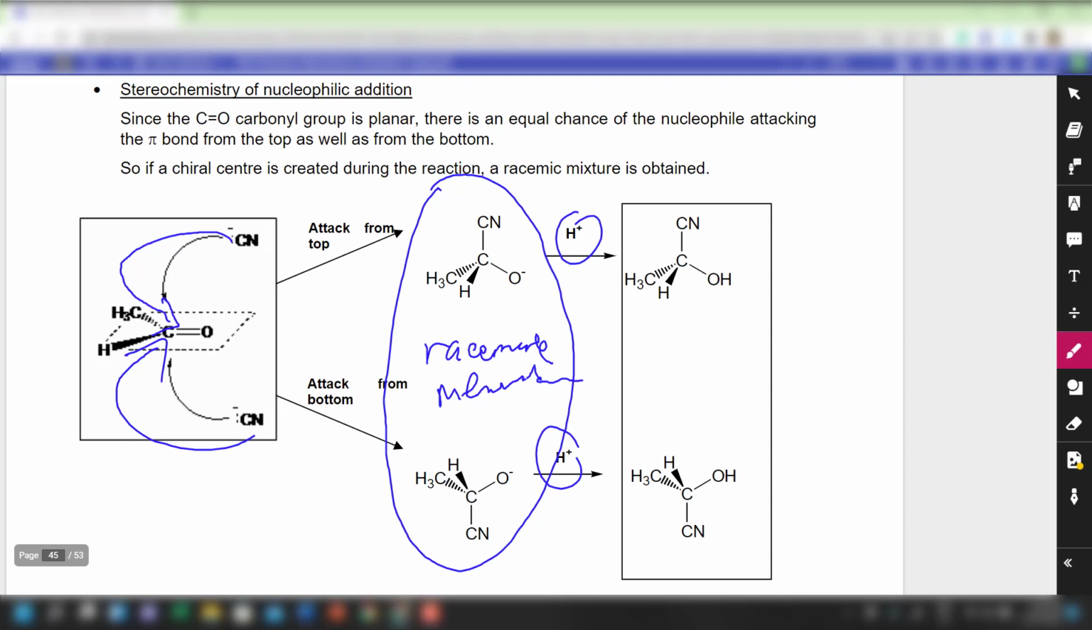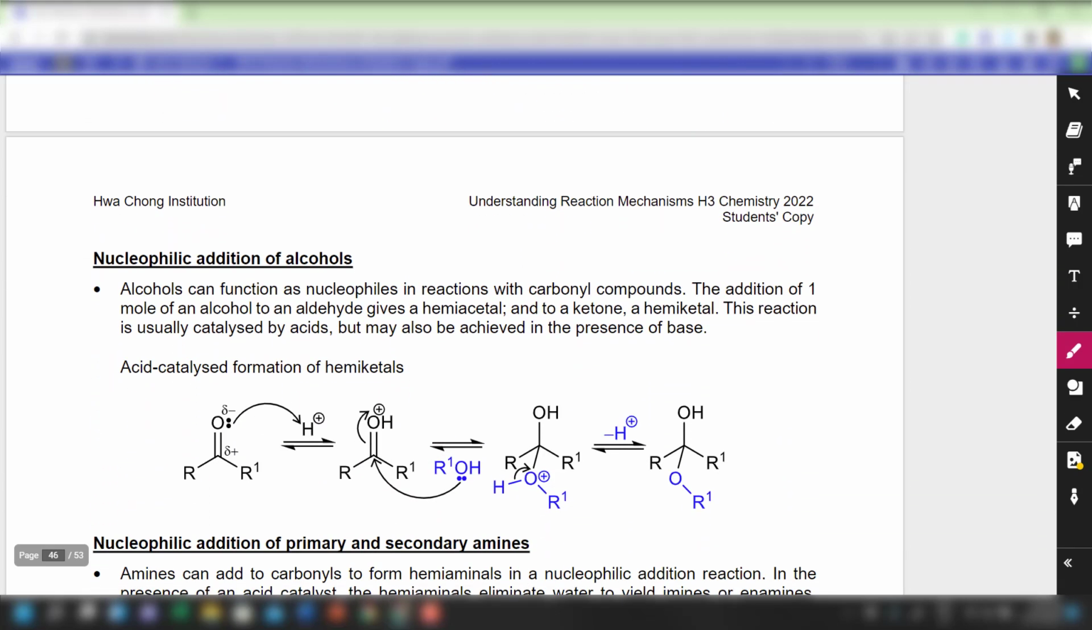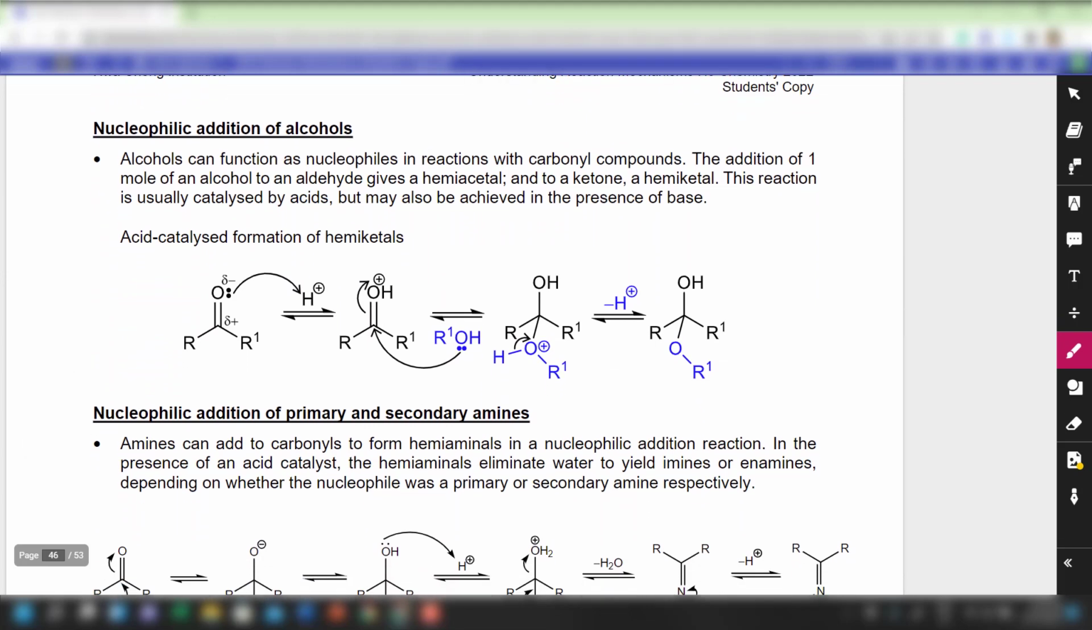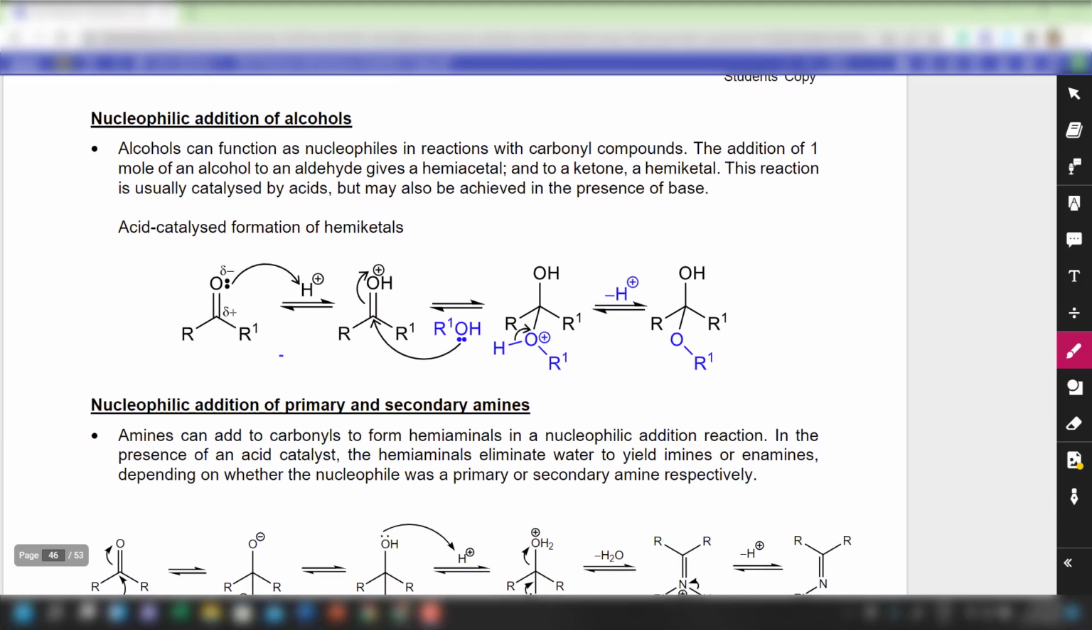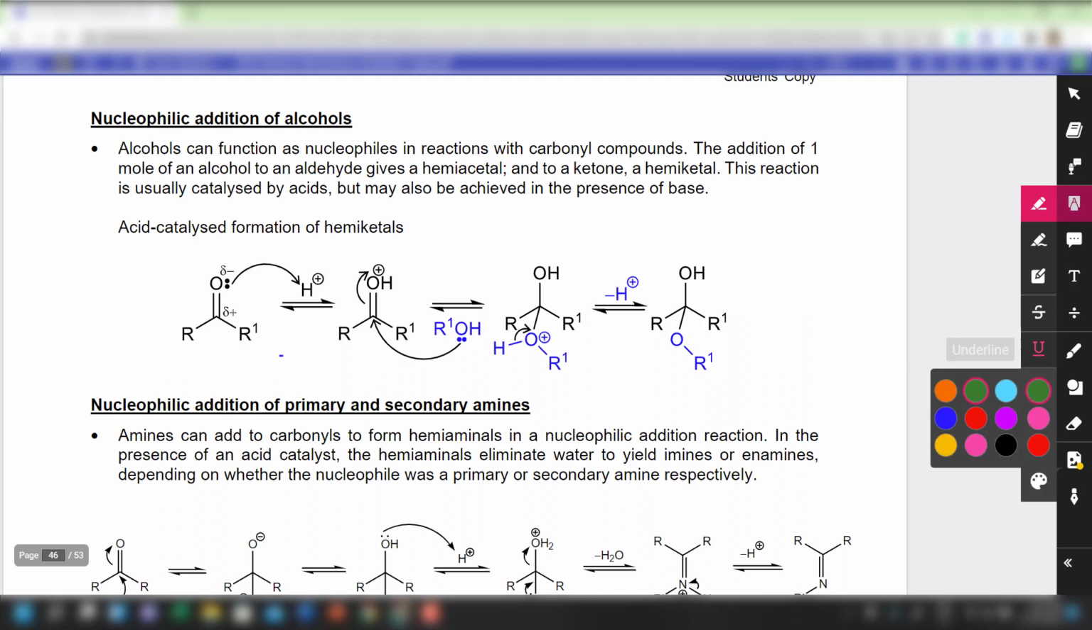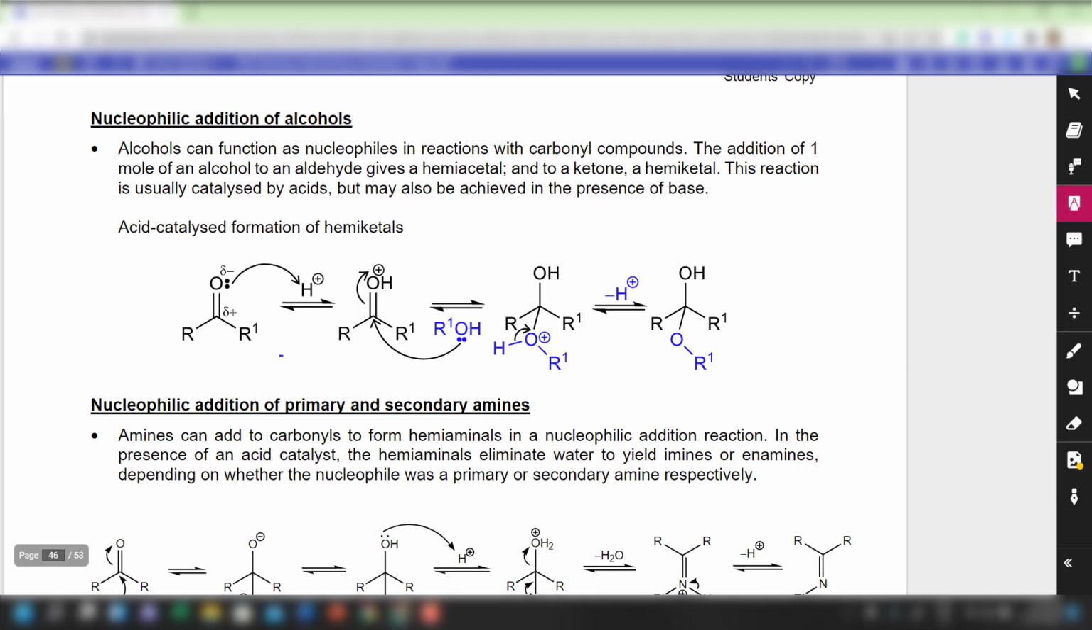Okay, yeah. So with that, we're going to move on to the next portion on nucleophilic addition of alcohols. The alcohols act as nucleophiles to add on to the carbonyl compounds. If 1 mole of alcohol is added to an aldehyde, you get something known as a hemiacetal. When 1 mole of alcohol is added to a ketone, it's known as a hemiketal. Then when 2 moles of alcohol are added to an aldehyde, what you get is an acetal, and when 2 moles of alcohol are added to a ketone, you get a ketal.